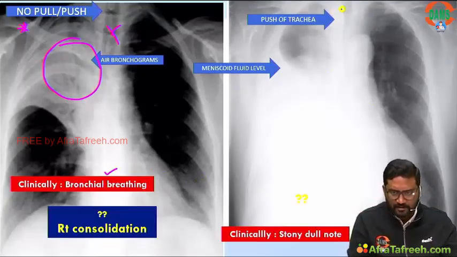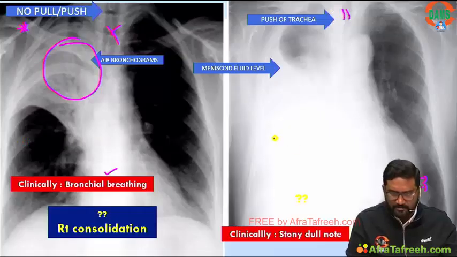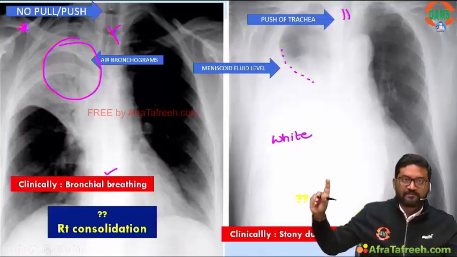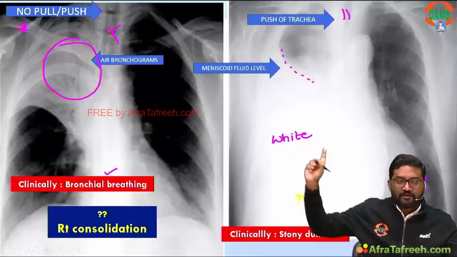Then here you can see trachea is getting pushed and heart is also getting pushed. This is white and meniscoid fluid level, and you are having a stony dull note. What is this? This is right pleural effusion.